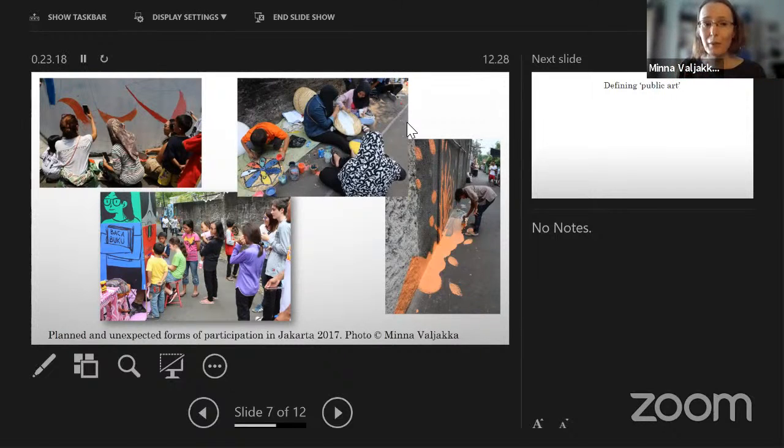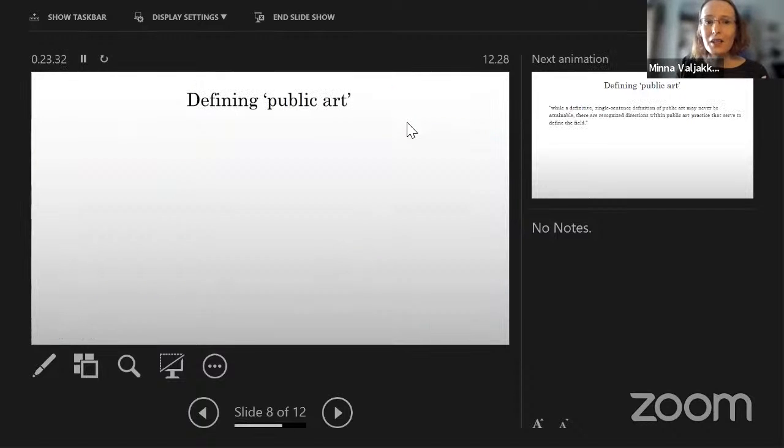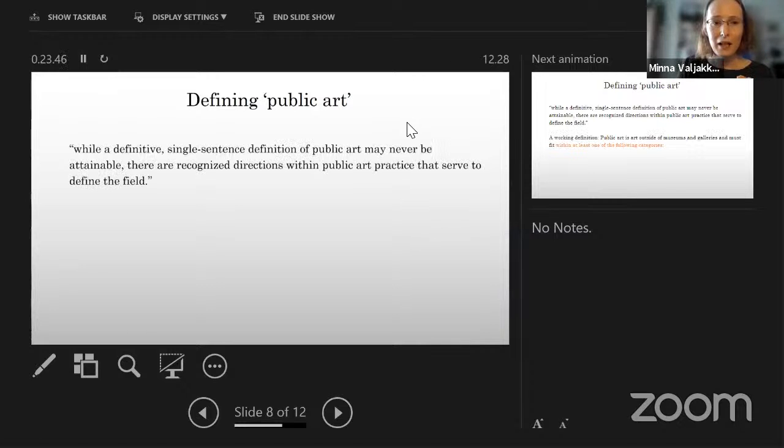The whole scene of public art is getting very, very multi-sided, and there are a lot of different things happening around you in Jakarta every single day. There are dozens of projects going on. Hence, in the academic sense, the definition of public art is getting very difficult these days. As I said in the beginning, it's usually understood as something happening in public space. That's the core idea of it. But nowadays, while a definite single-sentence definition of public art may never be attainable, there are recognized directions within public art practice that serve to define the field.